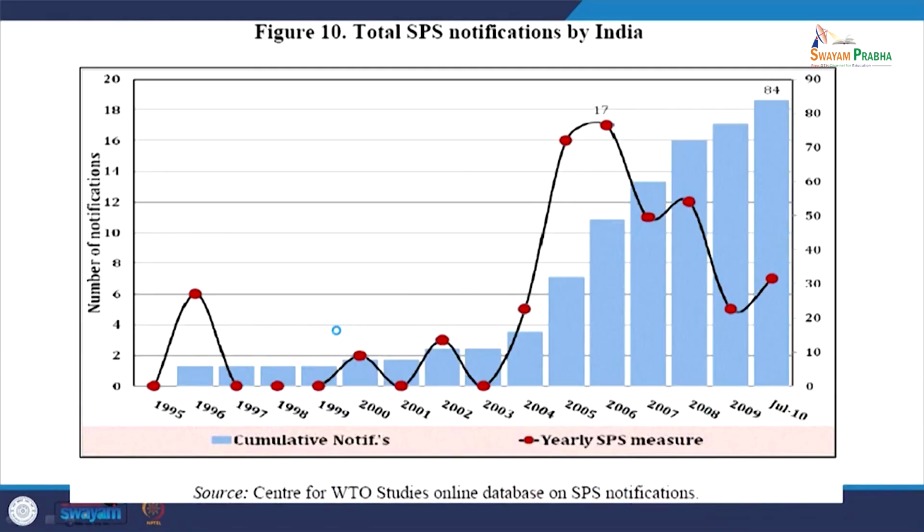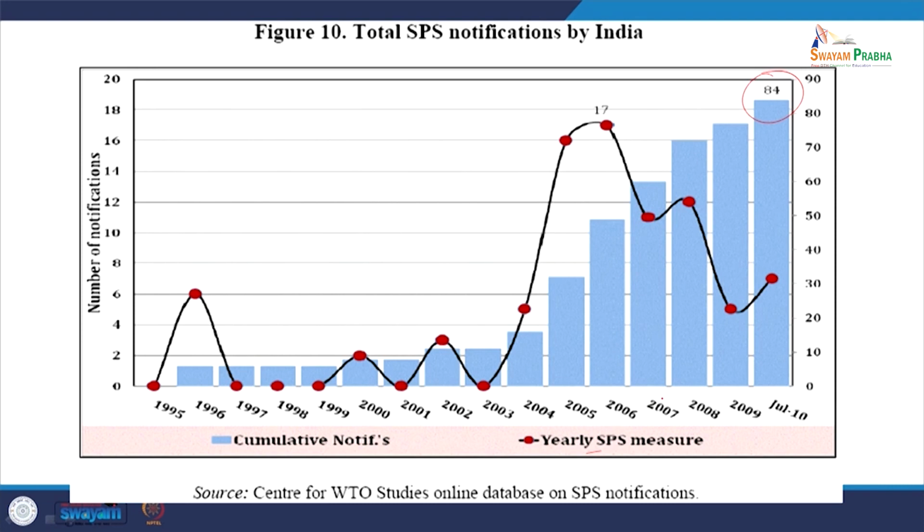So, these are mentioned here. Now, here are the 84 notifications. Cumulatively, yearly SPS measures are also given in the line diagram.